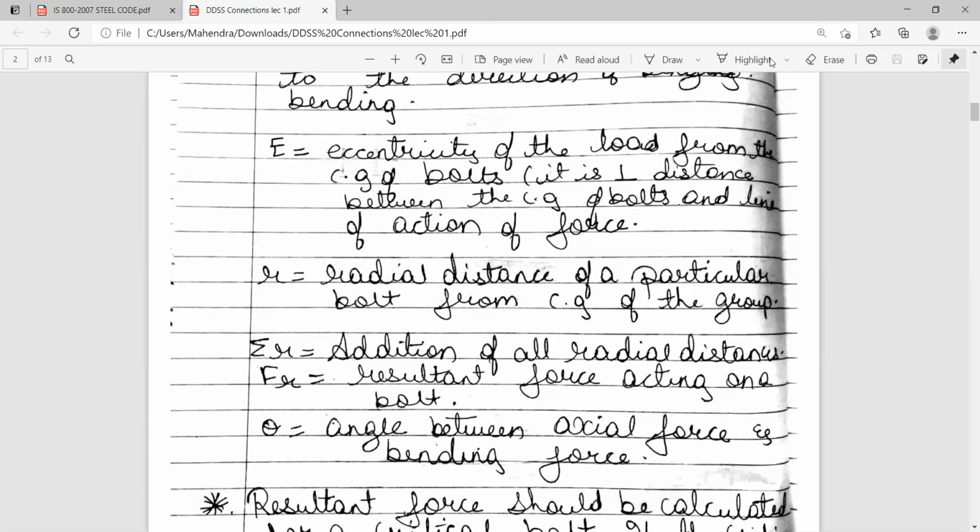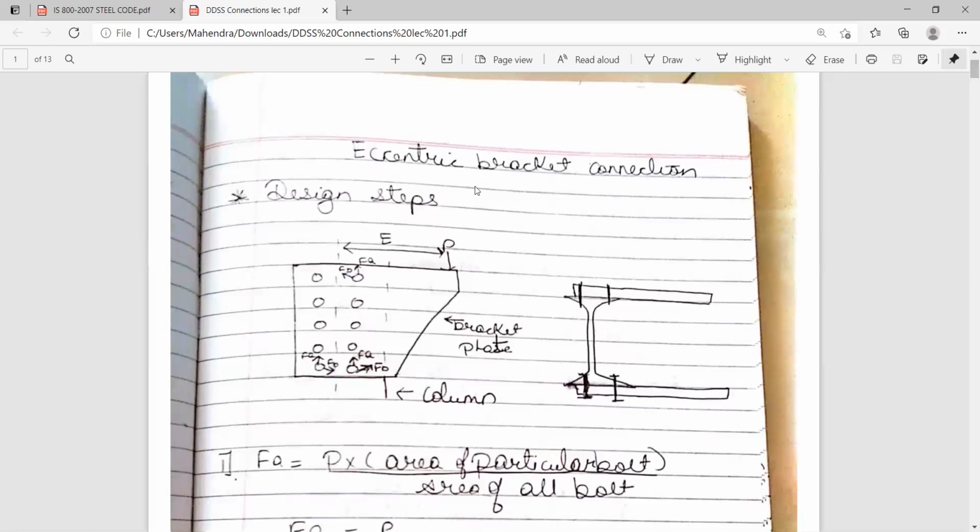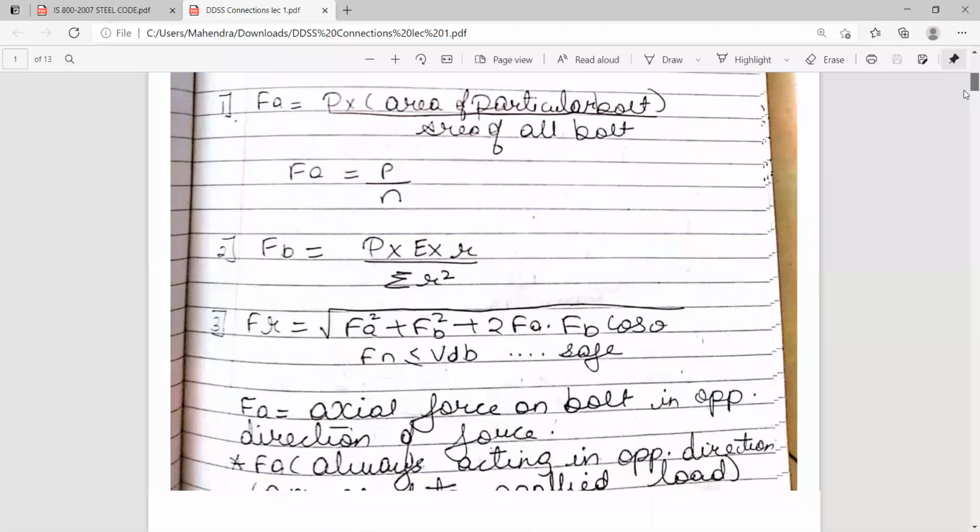So from wherever you have drawn the bolts, that is the CG of the bolt. So you have to take the CG of the bolt, the eccentricity of the load from the CG of the bolts. It is the perpendicular distance between the CG of the bolt and the line of the force. In the diagram, this distance from here to here is your E, that is eccentricity.